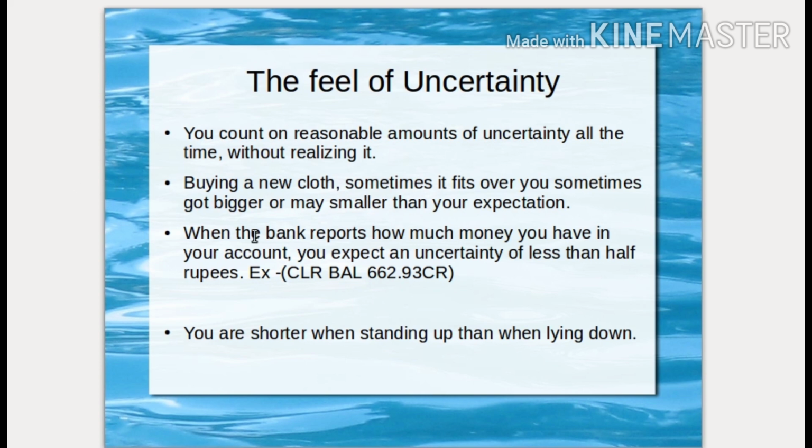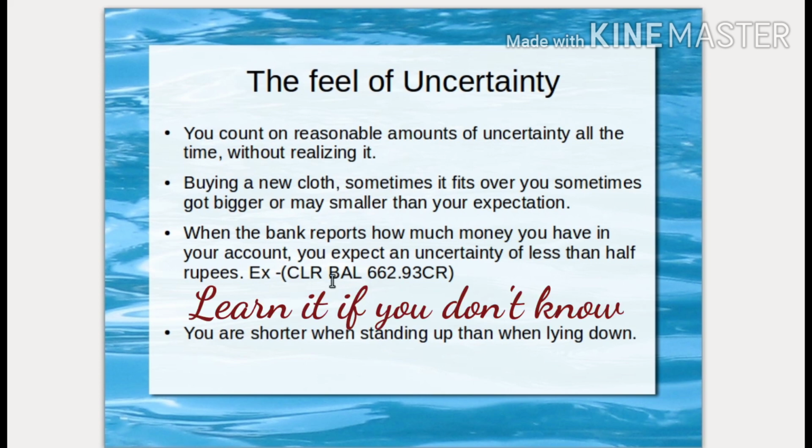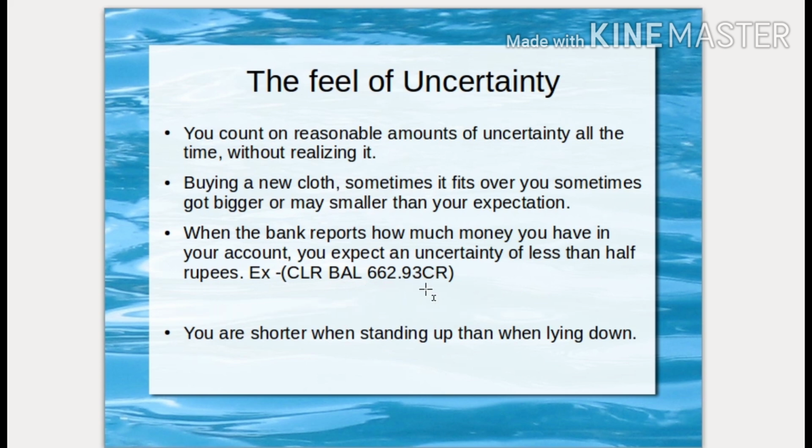When the bank reports how much money you have in your account, you expect an uncertainty of less than half a rupee. So for example, to make you clear about this, I wrote here CLR BL. It stands for the clear balance in your account, and 662.93 CR stands for credit. So this much you can see, 93. This is more than half a penny, but more than or less than, no matter. There is uncertainty and you can realize it.